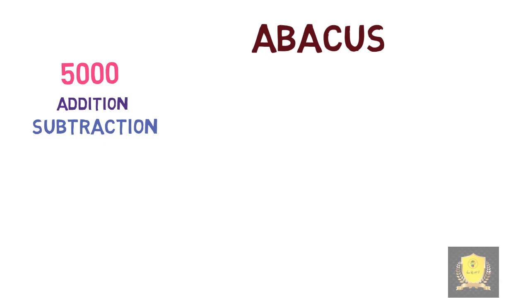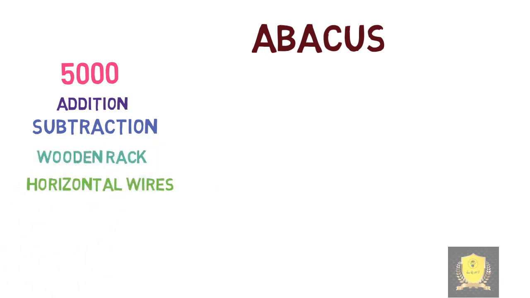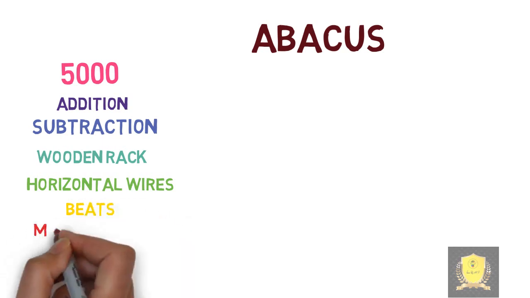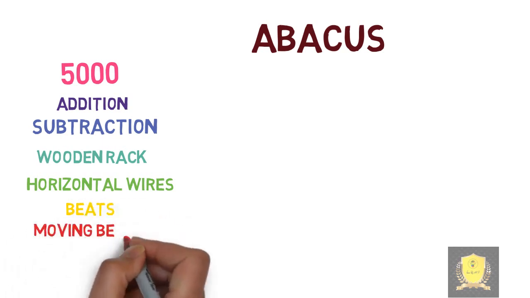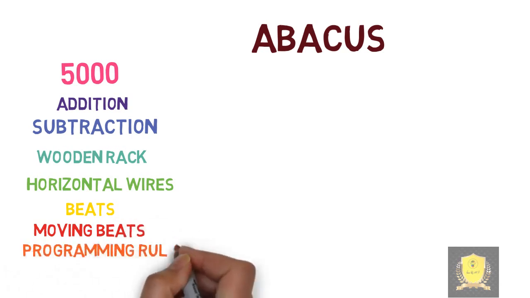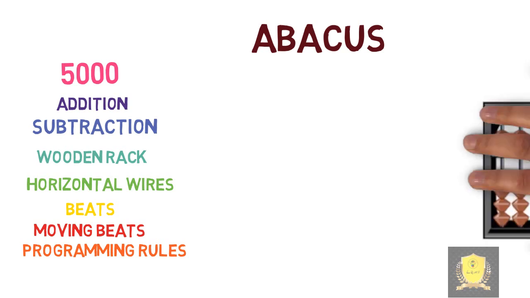Abacus was a wooden rack. It contained horizontal wires containing beads strung on them. All simple arithmetic calculations were performed by moving these beads according to programming rules. Here is the picture of Abacus.